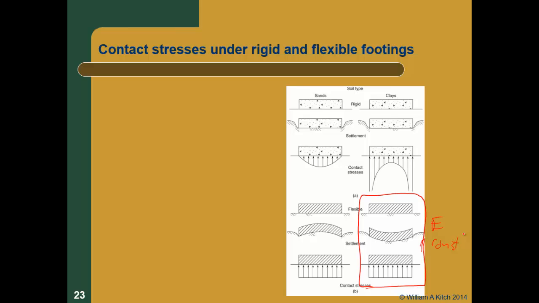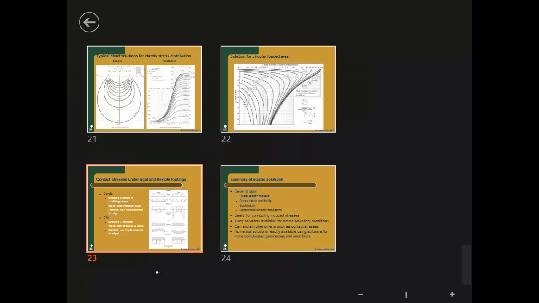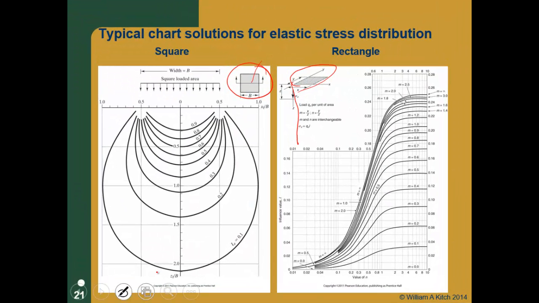I'll come back to what that means. And let's go back for a second and look at this solution. This is the easiest solution. I've got a square area, and these assumptions assume that you have a uniform stress applied across the top. So lots of times we talk about these solutions, we call them for a flexible footing.